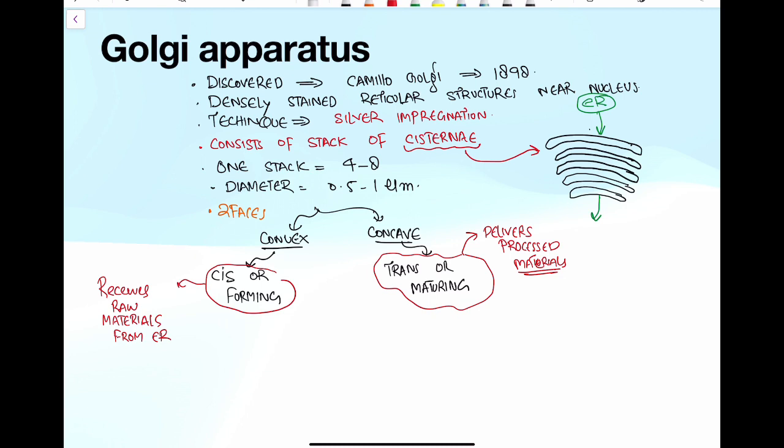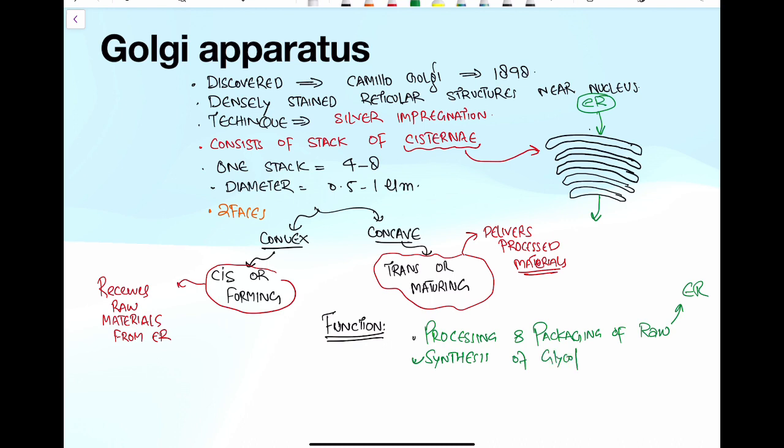Now what is the function of Golgi apparatus? So the first important function is packaging and processing. That's why it is sometimes called the baker's body. So the first important function is processing and packaging of raw materials which it received from ER, endoplasmic reticulum. Number 2 is synthesis. This one is asked many times. Synthesis of glycoproteins and glycolipids. This one is very important.